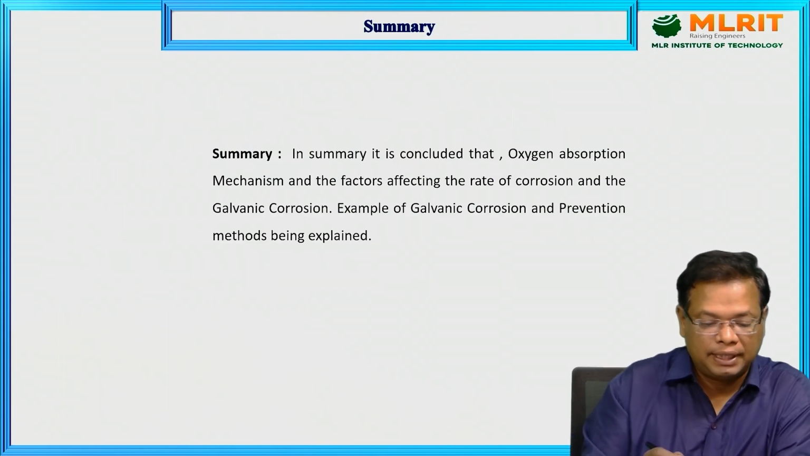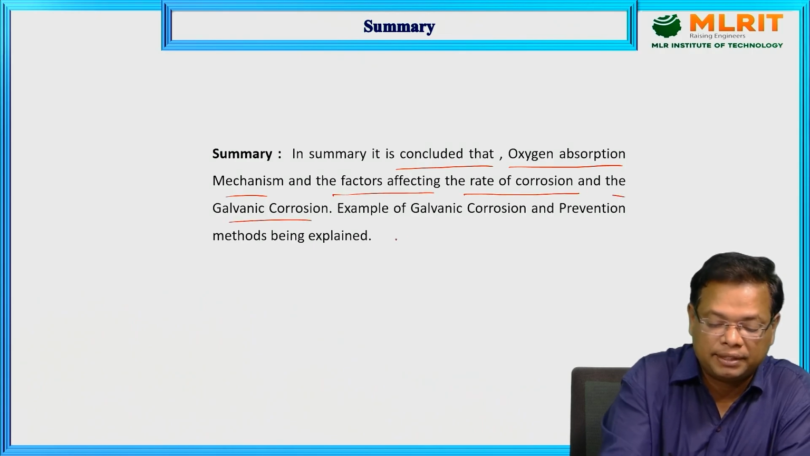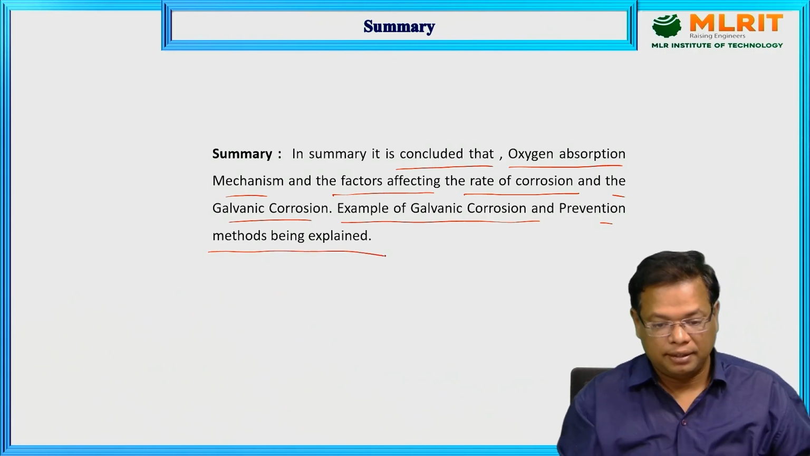In summary, the oxygen absorption mechanism, the factors affecting the rate of corrosion, galvanic corrosion, examples of galvanic corrosion and the prevention methods were explained. These are the topics we covered today.